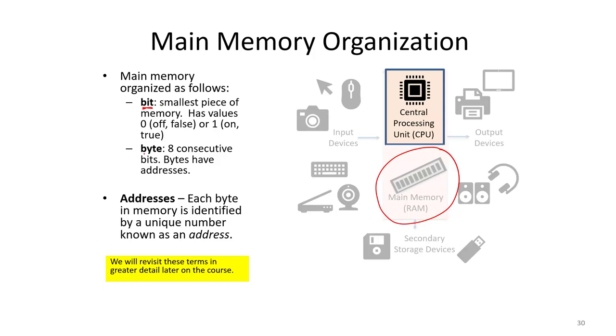And a byte is 8 consecutive bits. You may see memory given in units of kilobytes or megabytes. Again, that is how many sets of 8 consecutive bits you have. The thing that's special about bytes is that they have what's called an address. Addresses are important because that tells you where that byte is located in the memory. So this unique number, or memory address, tells us where that data is stored in the memory. We're going to revisit these terms in greater detail later on in the course. So stay tuned, and you'll see that memory addresses are actually very important.